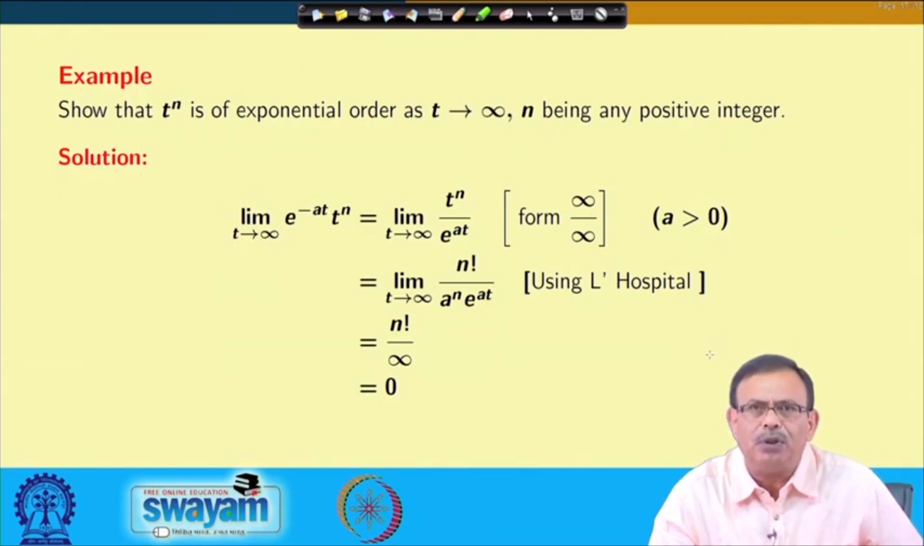I hope now you can understand whether a function is of exponential order alpha or not. For that, we just have to find the limit as t approaches infinity of e^(-at) into f(t). If the value is a finite value, we say that this function is of exponential order alpha.